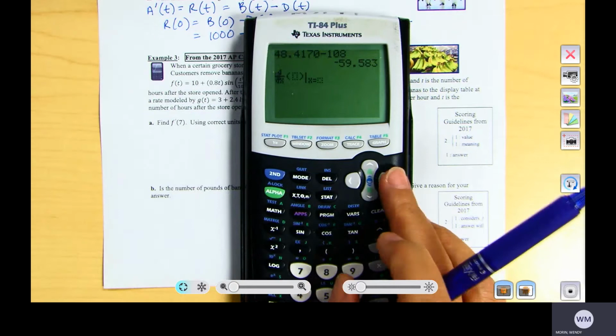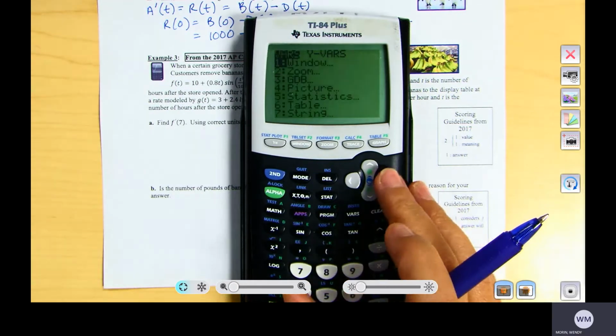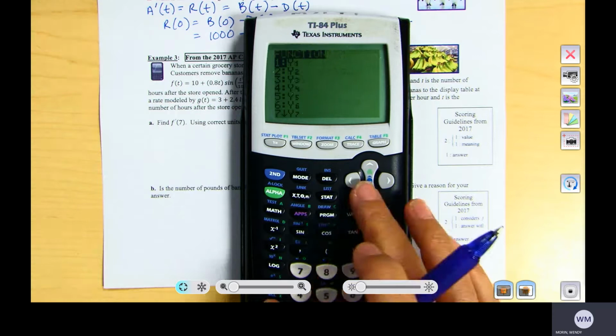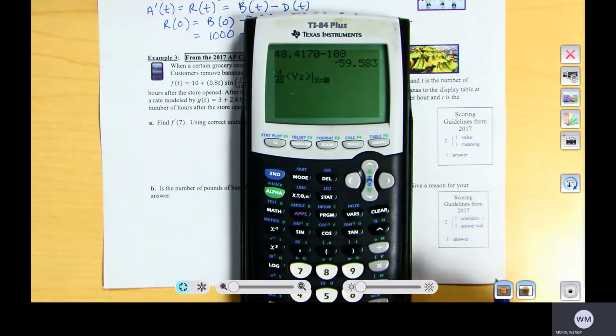So let's go back here. So we want to insert our y sub 2, so you don't have to keep typing it into your calculator. And then you can use it whenever you need it. You want to evaluate that at x equals 7. And that's what you should come up with.